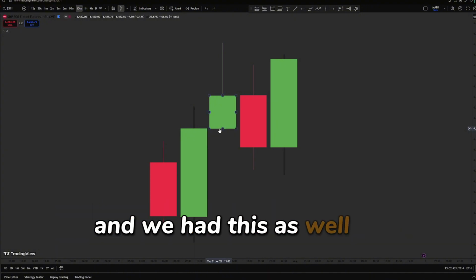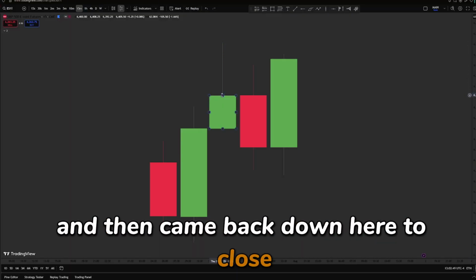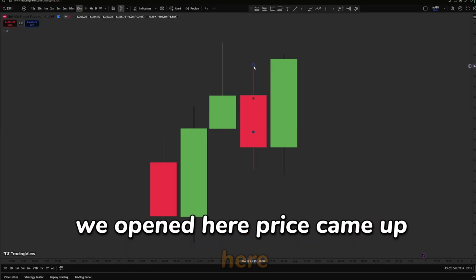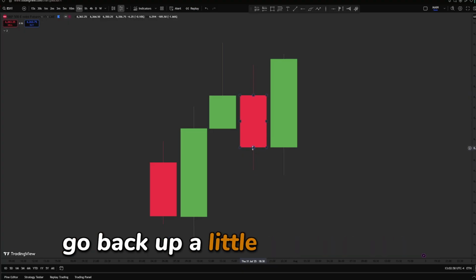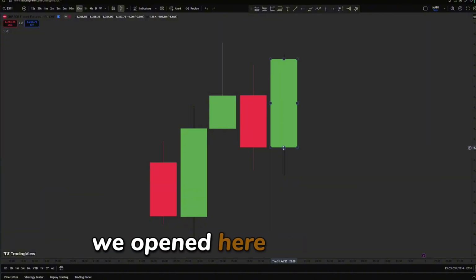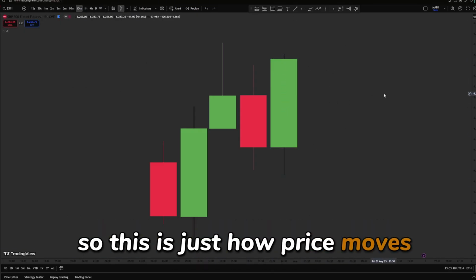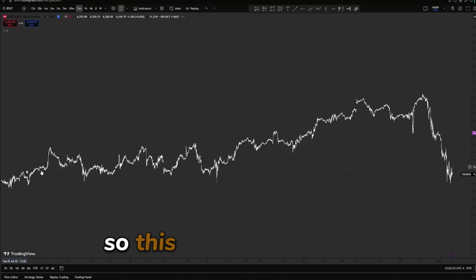And we had this as well. We opened here, we went all the way up here, and then came back down here to close. Same thing here. We closed here, we opened here. Price came up here, and then came back down there, go back up a little, and then closed here. And then again, we opened here, came down, came all the way back up, and closed up there. So this is just how price moves. This is what's actually happening now. So this is what this shows.